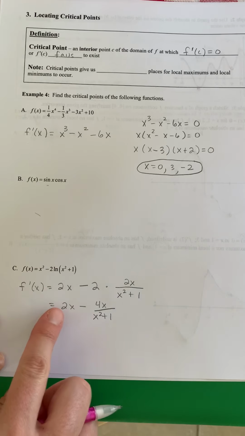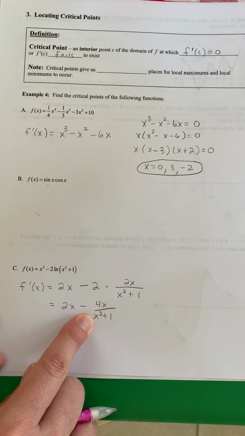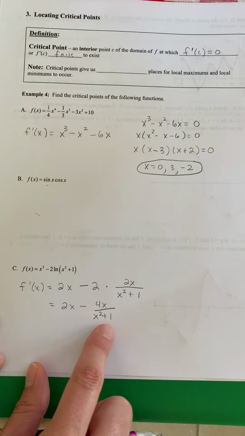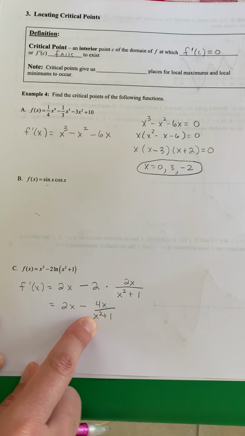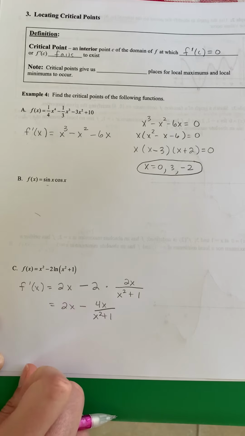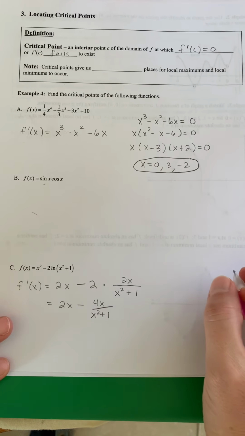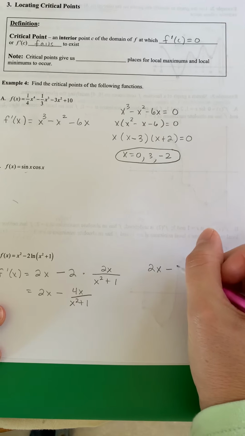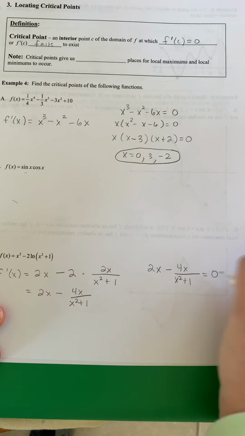Okay, so we do have a denominator, which could be an issue. So if we're going to have any points where the derivative fails, it would be here. But lucky for us, this denominator is always positive because of the square term. So we won't have any places where we're dividing by 0. Okay, so we only need to look and see if there's any spots where this derivative is equal to 0. So I go over here and I set 2x minus 4x all over x squared plus 1 equals 0.